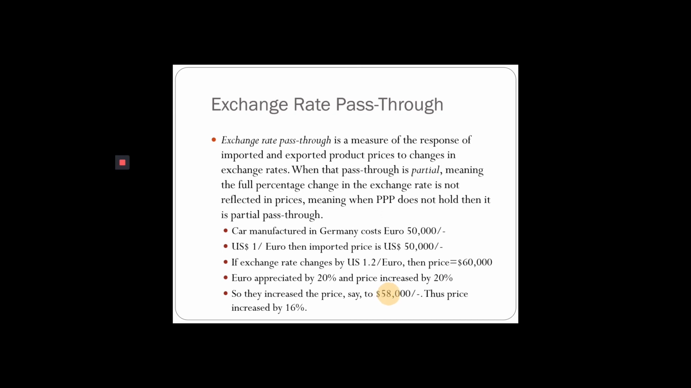$58,000 minus the previous $50,000 divided by $50,000, you'll get a 16% increase in the price. So even though the exchange rate increased by 20%, the price increased by 16%. So the effect of the change in the exchange rate is not totally reflected in the import prices. So this is called the partial pass through, or the partial exchange rate pass through.